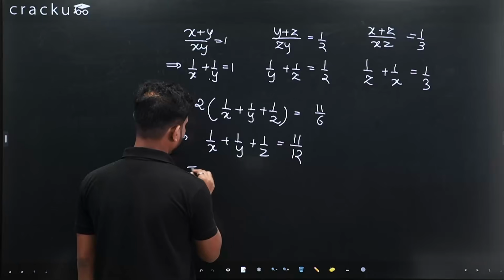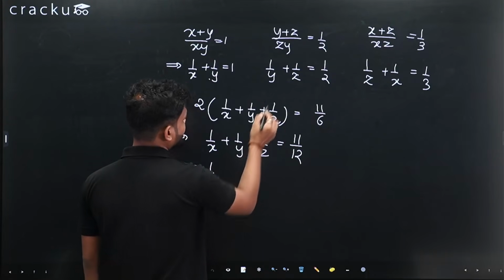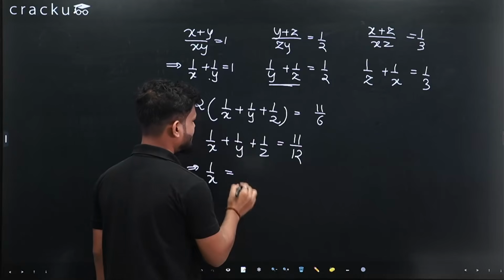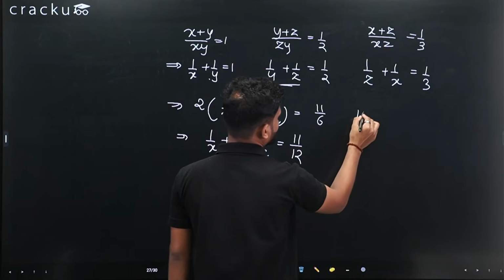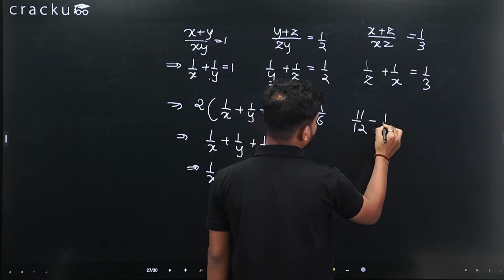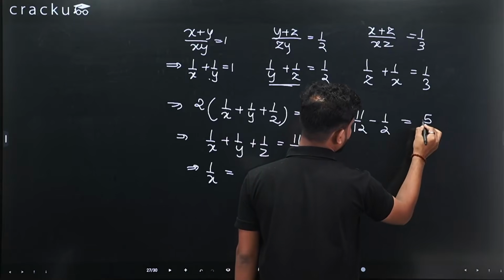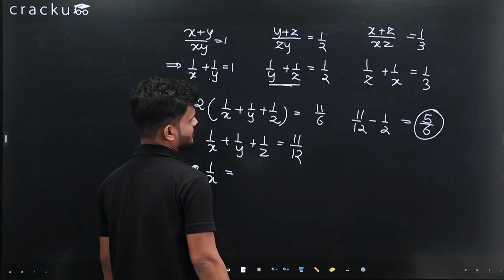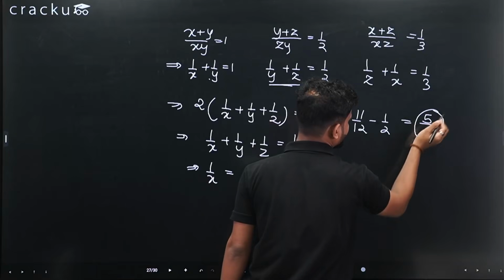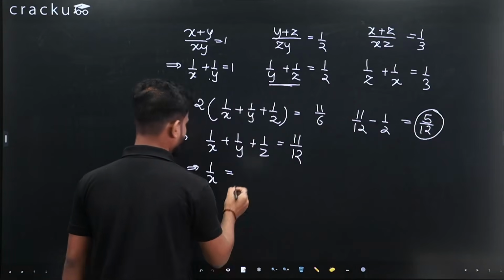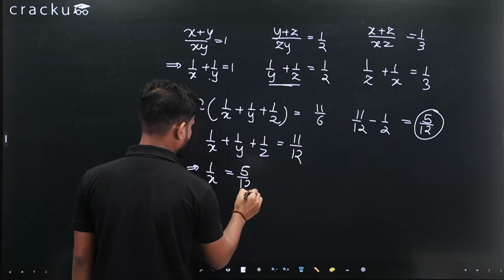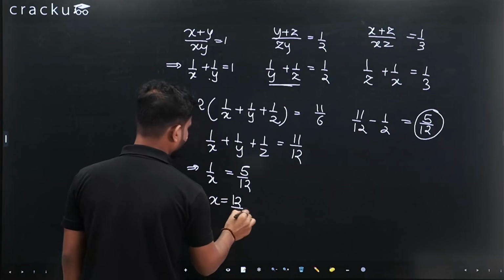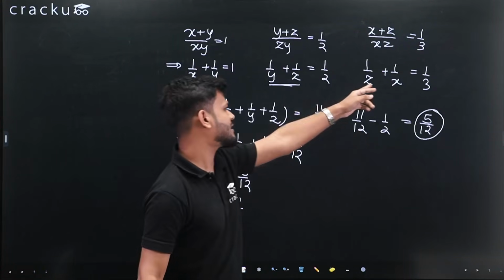If you subtract this 1 by 2, this will give you 1 by x, since you are subtracting 1 by y plus 1 by z. From here you get 1 by x is equal to 11 by 12 minus 1 by 2, which is nothing but 5 by 12, sorry. So this is 5 by 12. So 1 by x will be 5 by 12. x will be 12 by 5. Correct? From this one, subtract 1 by 3.